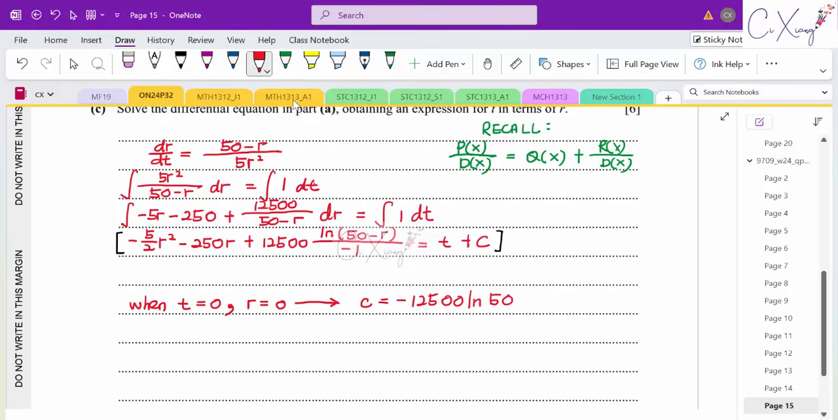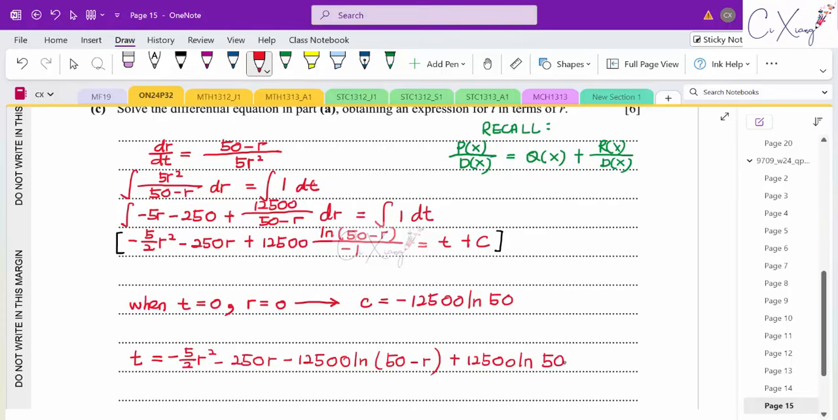Then they want us to rephrase our answer for t in terms of r. So I rewrite my equation: -5/2 r squared minus 250r, then minus 12500 ln(50 minus r). For the c, I get a negative value, and if I move it over, it becomes positive. So I have positive 12500 ln 50.